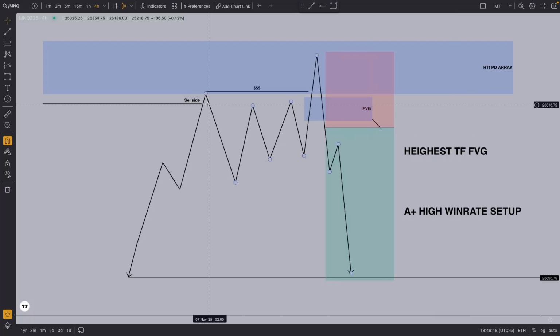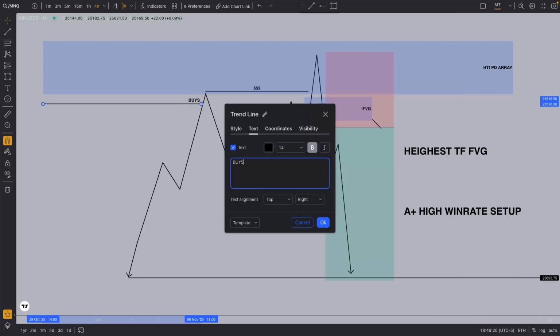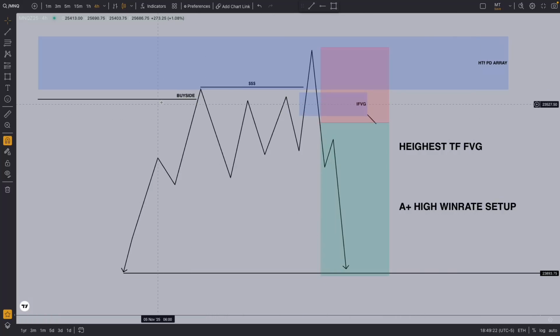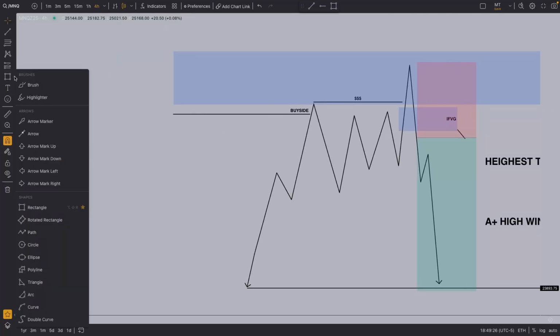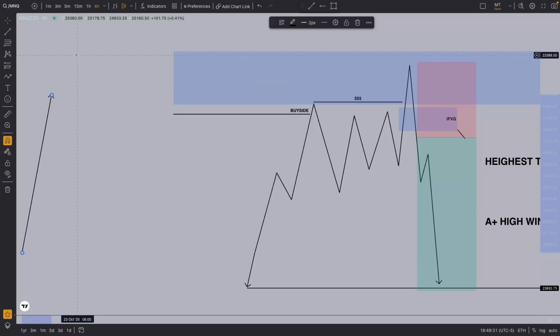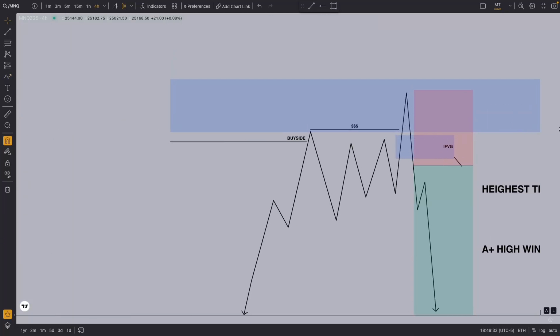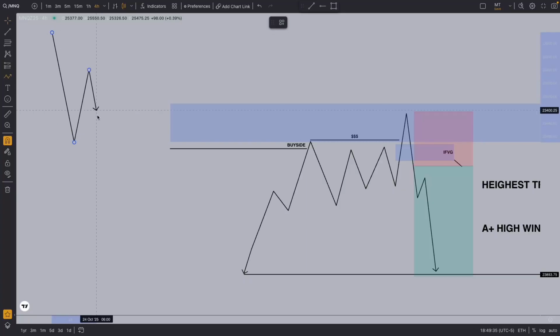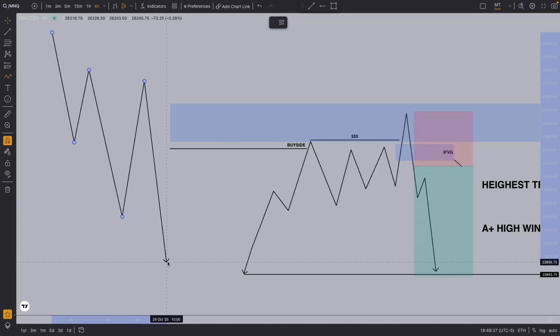It's the exact same thing. You want to see major buy side level getting swept, higher time frame PD array, right? So like, let's say, okay, that's horrible.